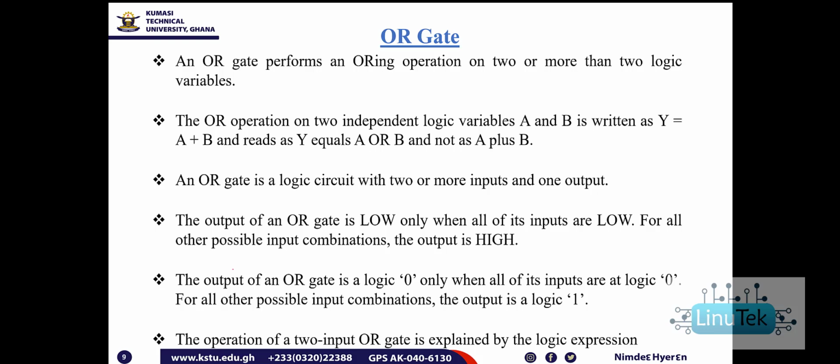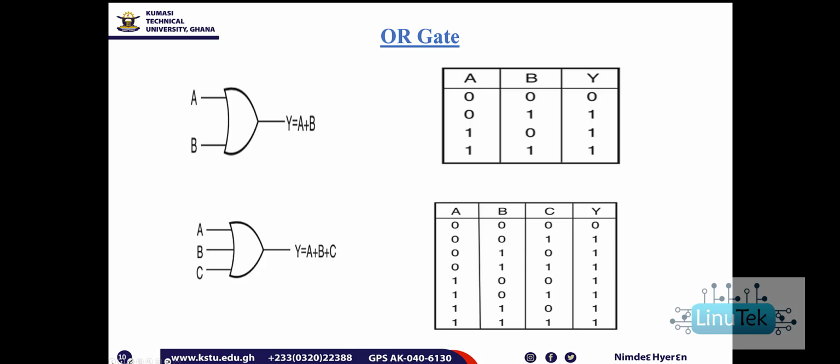An OR gate performs an ORing operation on 2 or more than 2 logic variables. So when we take an OR gate, this is the symbol of an OR gate. It's a 2-input logic device and a single output. But there can be instances where an OR gate would be capable of processing more than 2 inputs. So you can have a 3-input OR gate.